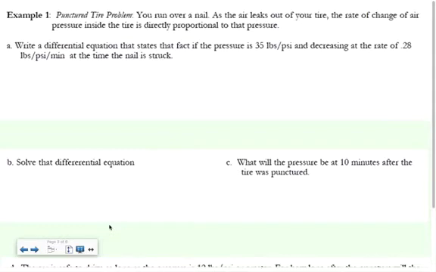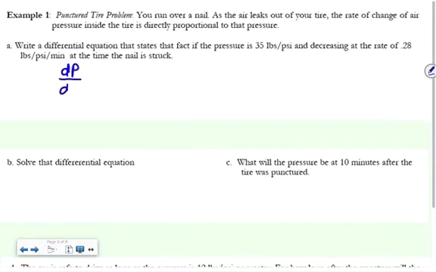All right, so punctured tire problem, here we go. You run over a nail. As the air leaks out of your tire, the rate of change of the air pressure inside the tire is directly proportional to that pressure. Same statement we just saw, they didn't use y, they used pressure. So what's the rate of change of pressure? How would we write that? Let P be the pressure. What's the rate of change of the pressure?